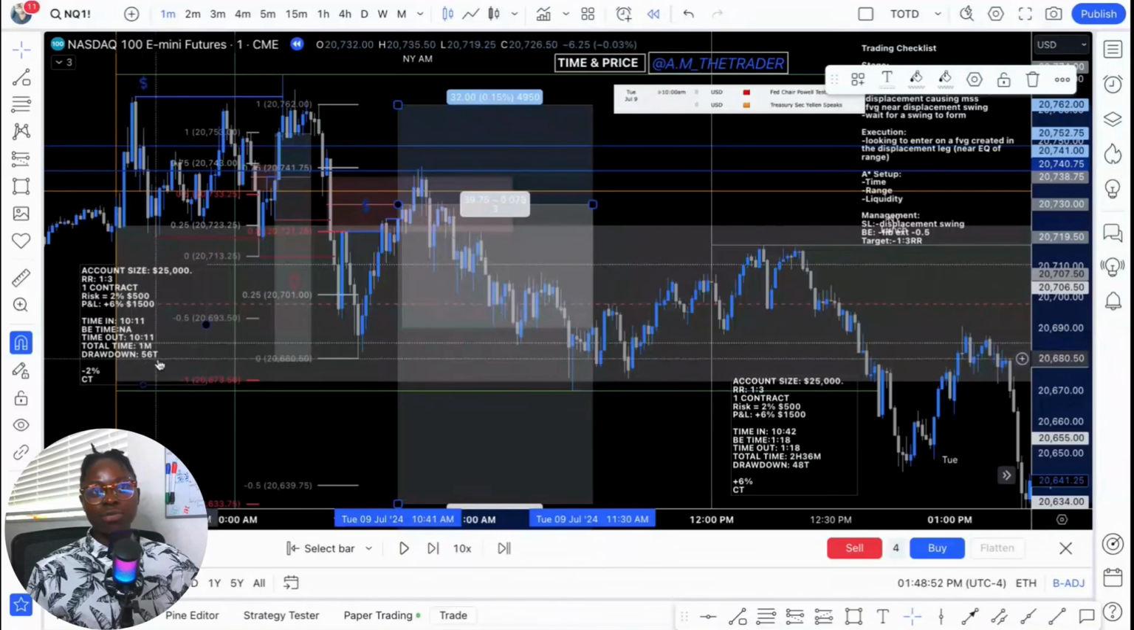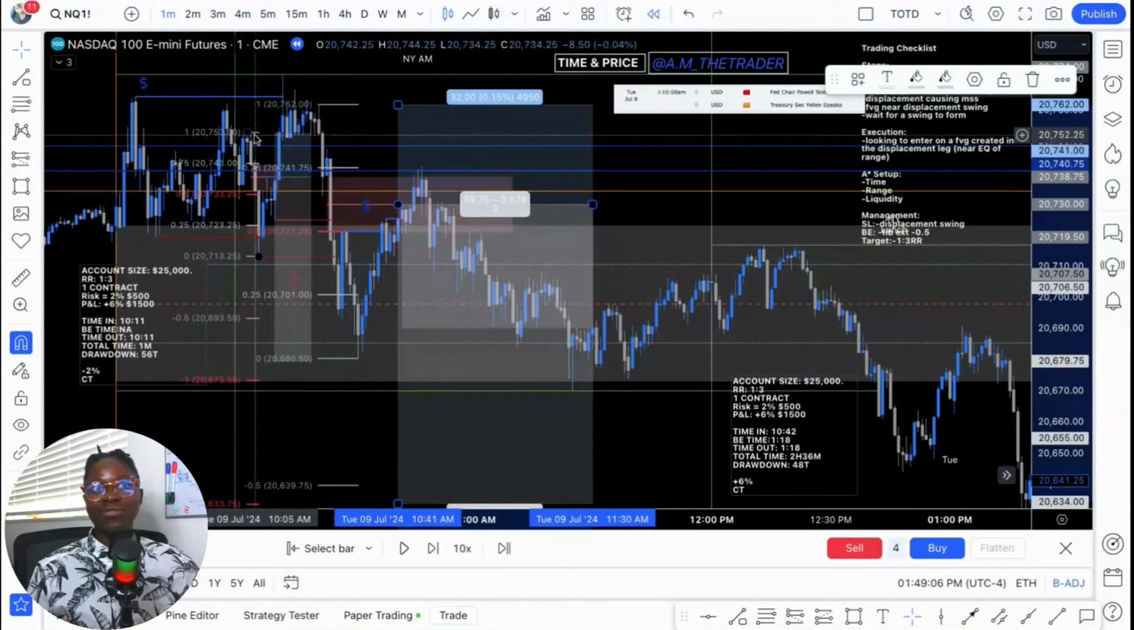Drawdown in this trade was 56 ticks, for a 2% drawdown. You took a loss in this trade. Okay, the great thing about this model is you know immediately if you're onside or offside. Okay, not in the trade long if you're offside.